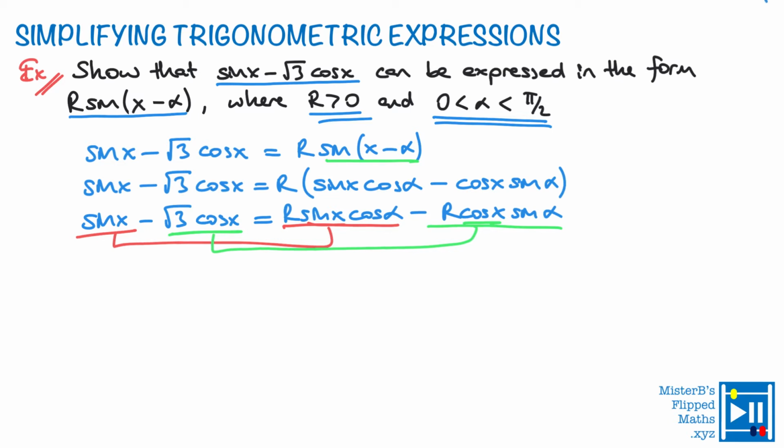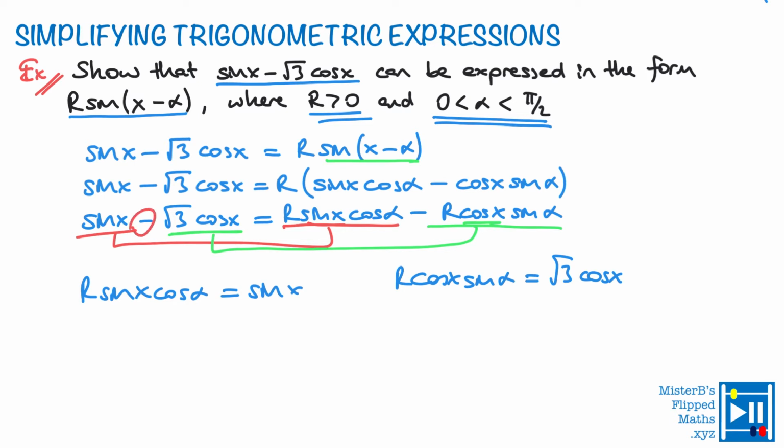I'm going to say r times sine x cosine alpha equals sine x, and r times cosine x sine alpha equals root 3 cosine x. Notice that I ignored the minus sign here while writing this equation, because even if I write it, I'm going to simplify them anyway. So it's r cosine x sine alpha equals root 3 cosine x. Now you can see that sine x here simplifies with sine x here. So I have r times cosine alpha being 1.